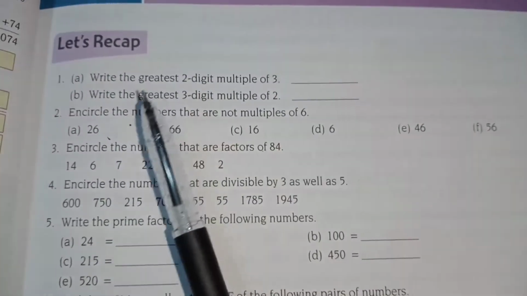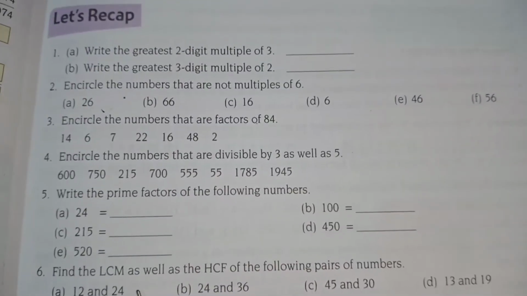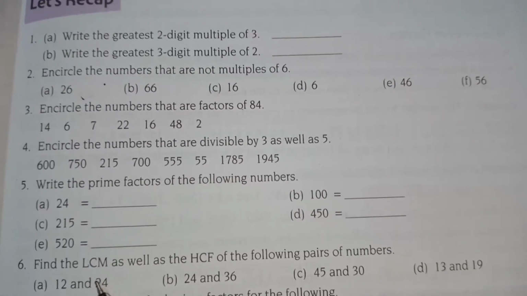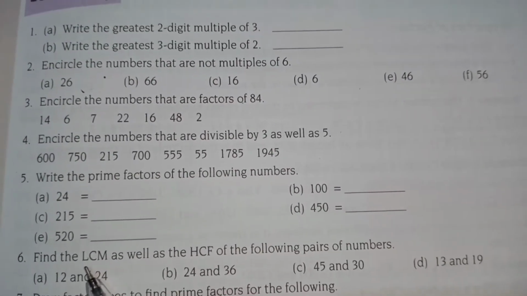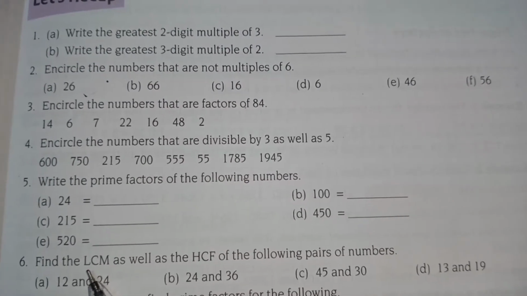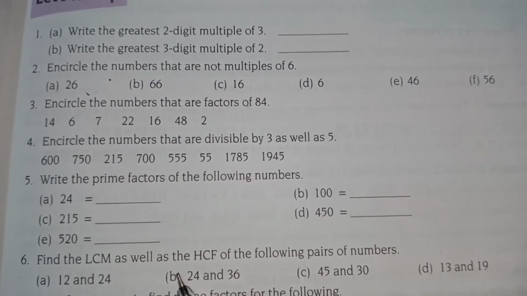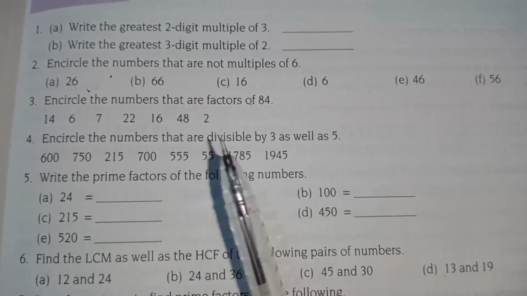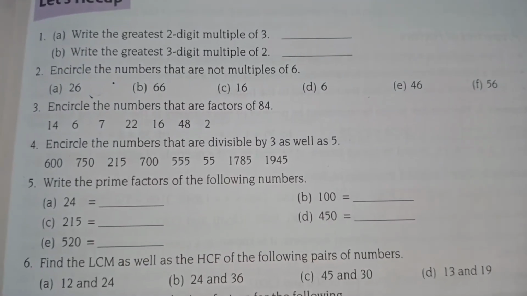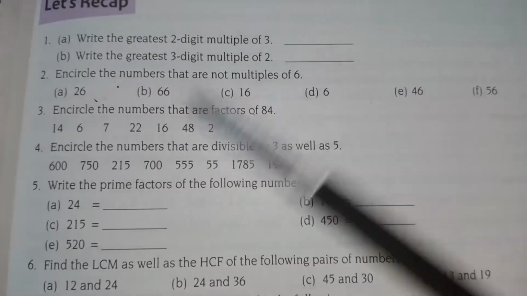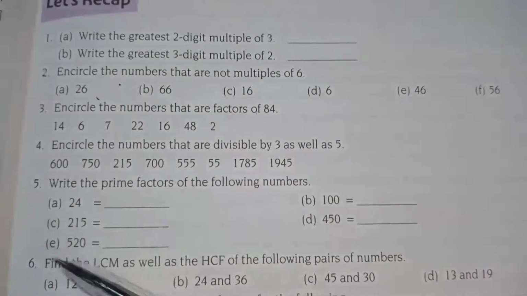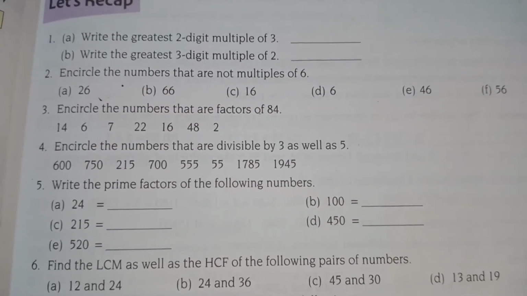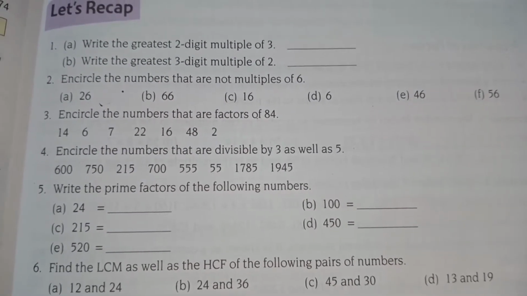So this chapter is about let's recap, no? So here we are going to do those methods which we have learned in class 4. In class 4 we did LCM by the common multiple method and HCF by the prime factorization method. So we will use that method, okay? And in my next exercise and other exercises, there are different types of methods for LCM and HCF. So we will learn the different types of methods of doing HCF and LCM.